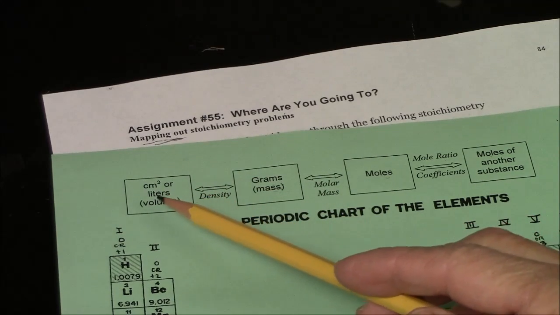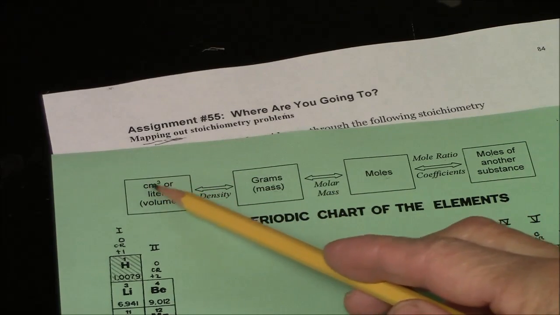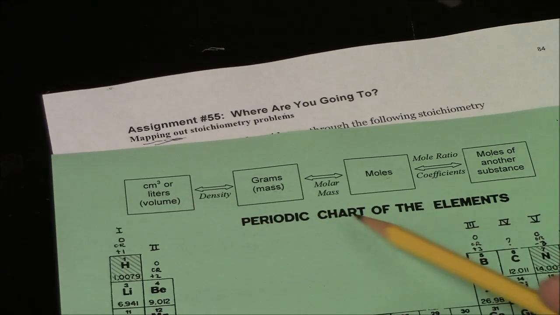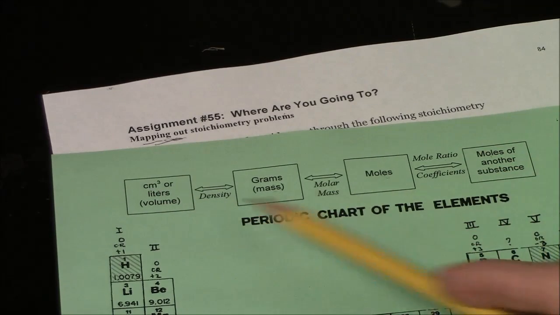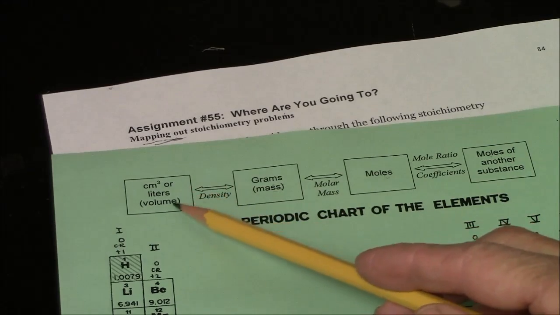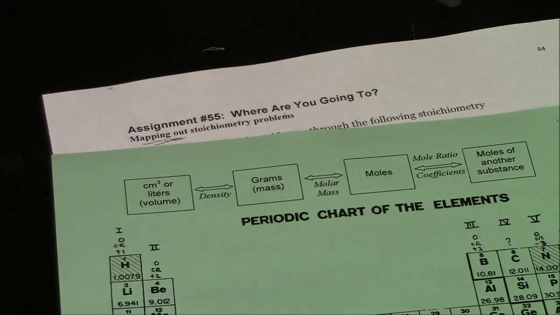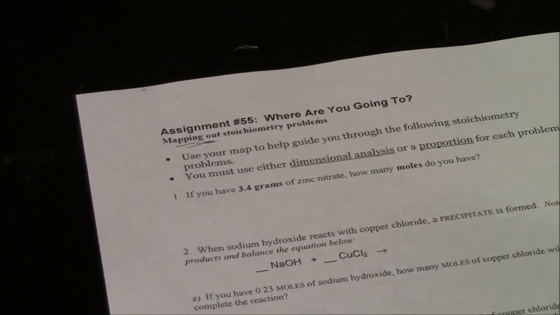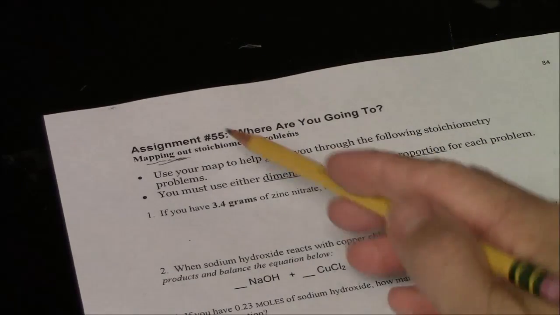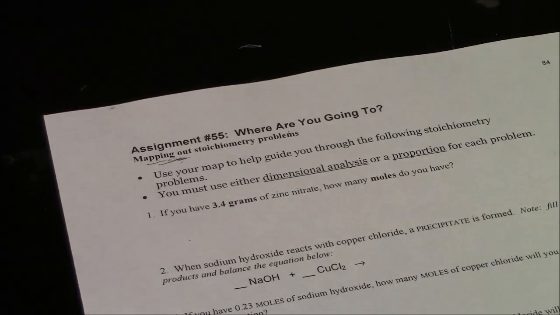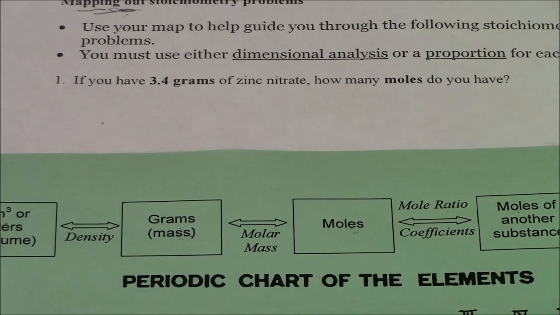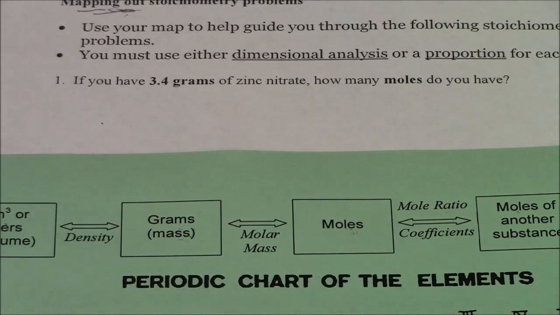But when it's a more difficult problem, you might have to get from cubic centimeters of one thing to moles of something else, and that's difficult. It's easy to get lost along the path. So the intention of this problem set is for you to have a strategy before you begin calculating. Problem number 1 is a simple example of this.